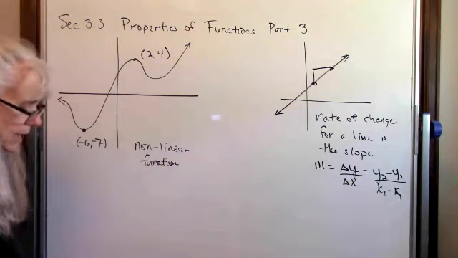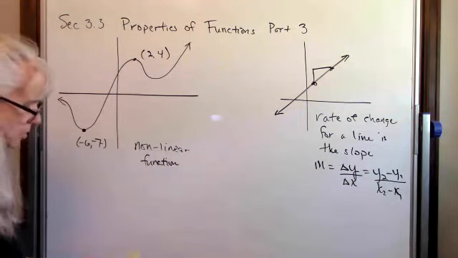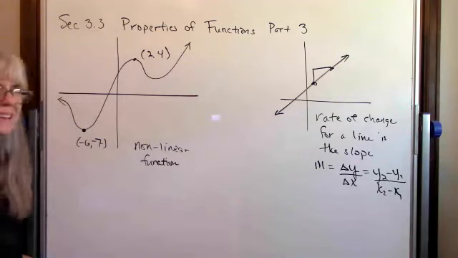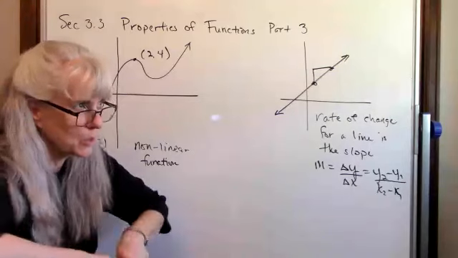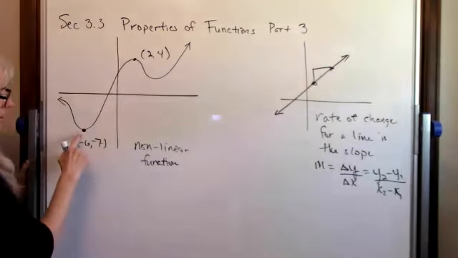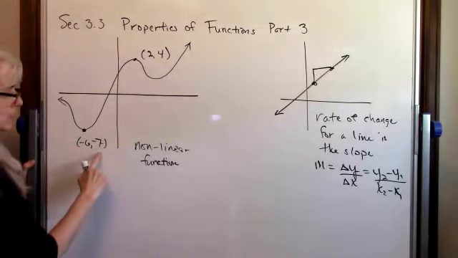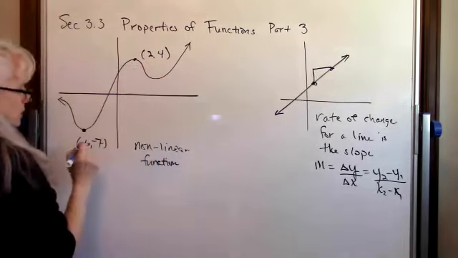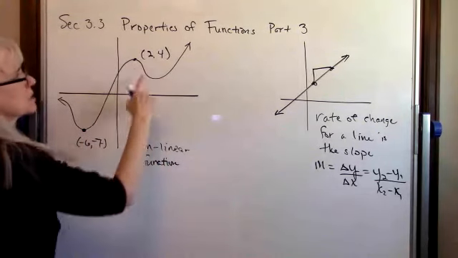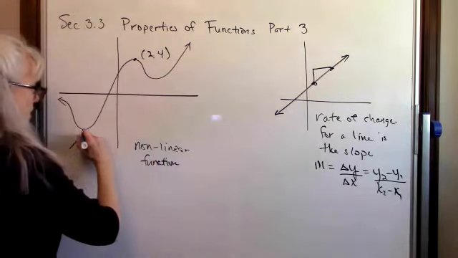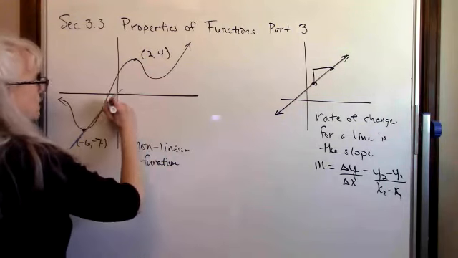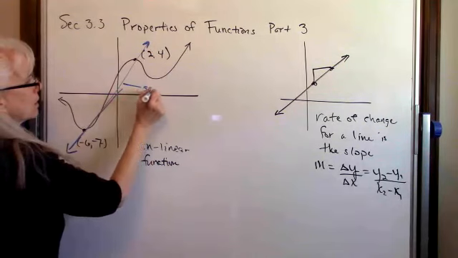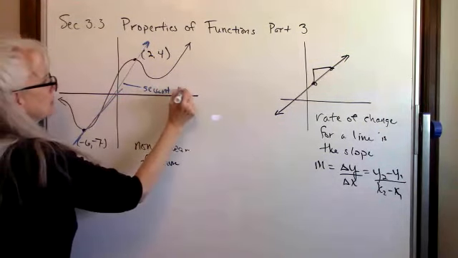As an example 4, it asks us to use the graph to find the average rate of change from -6 to 2. So we have over here a point at -6, whose y coordinate is -7. It's asking us to go to 2, which is the point (2, 4). So we're going from an x value of -6 to an x value of 2. And sure enough, there is a line that's going to connect those points. And that line is called the secant line.